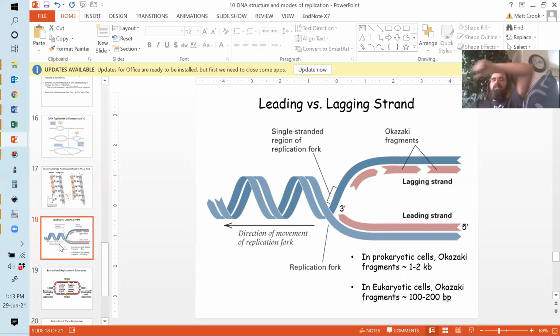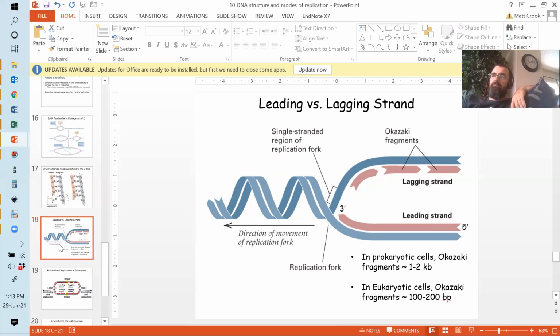All right. Does anybody have any questions about the general basics? So in other words, the lagging strand is always going to be facing the opposite direction of the leading. Correct. Because it has to be.